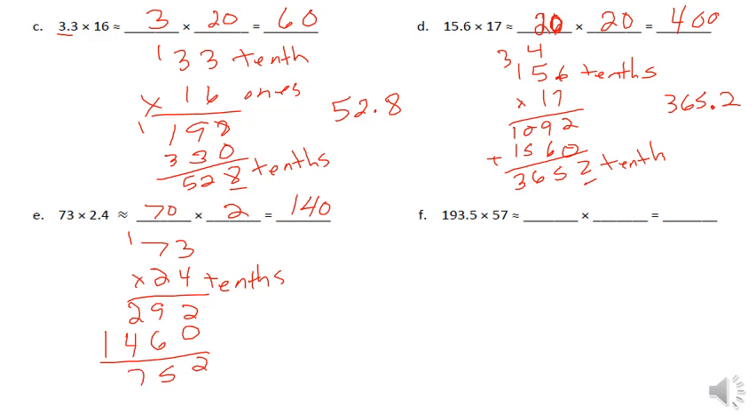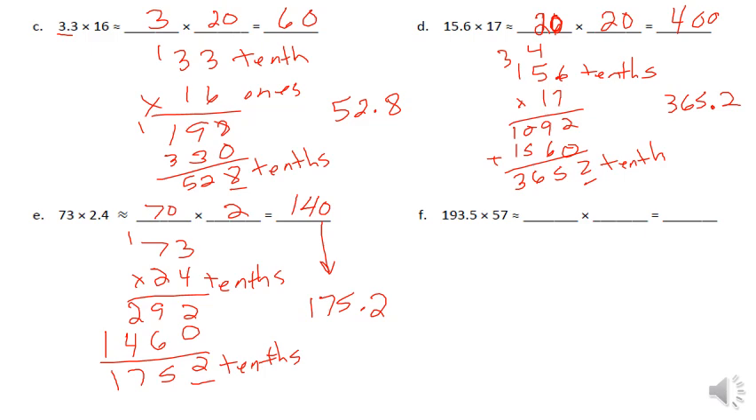And we have 1,752 tenths, which means that 2 is in the tenths place, so it would be 175.2. And our estimate would also tell us that that's where we need to put our decimal place.